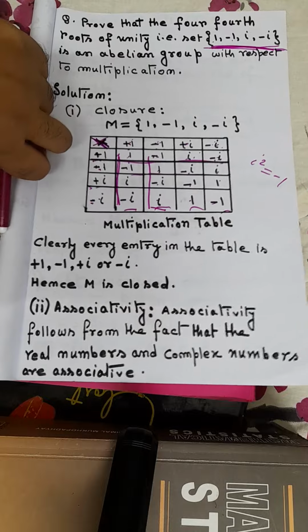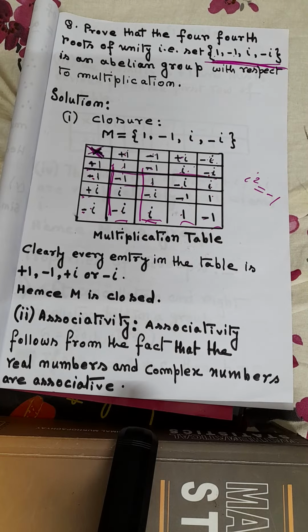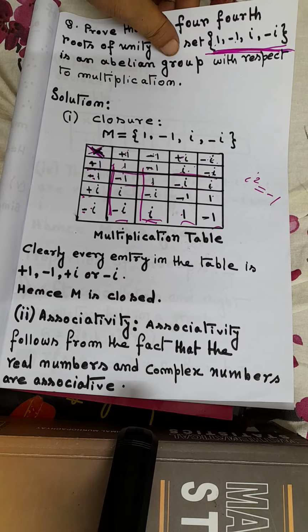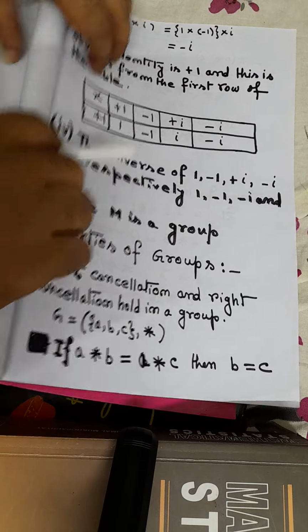Associativity follows from the fact that multiplication of real numbers and complex numbers is always associative. We can check like this.